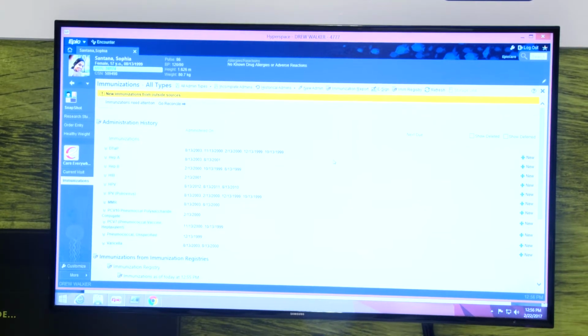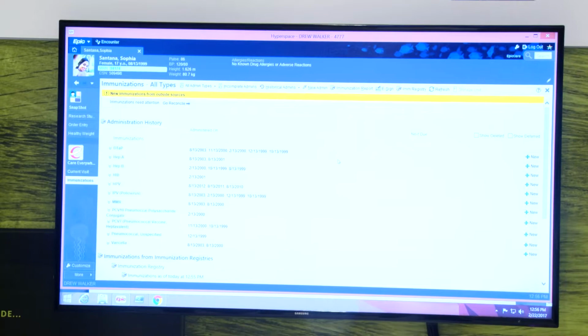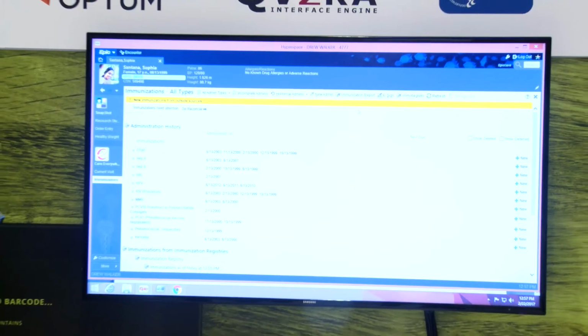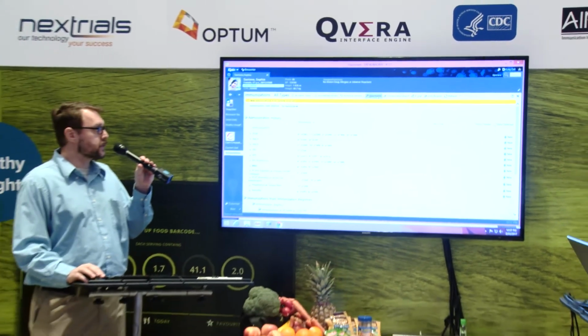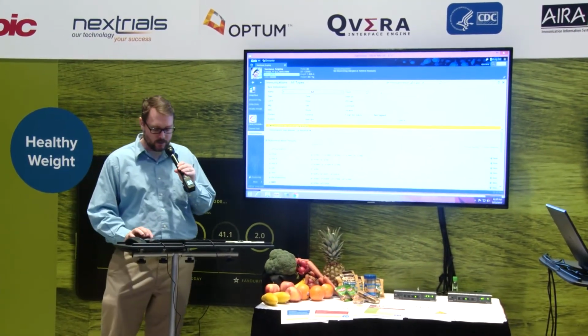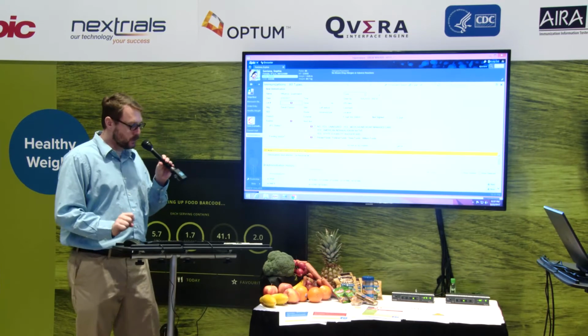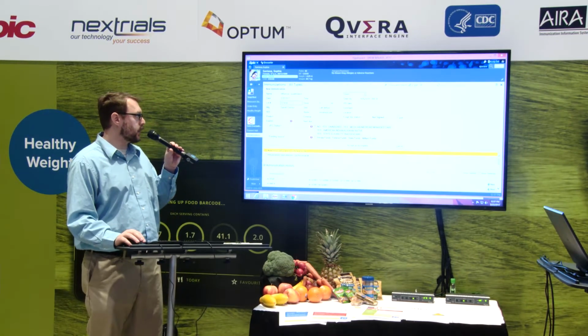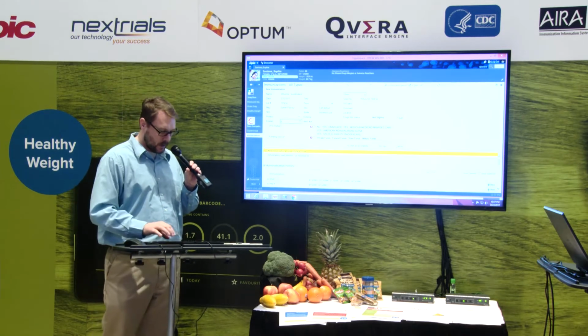Now, I mentioned earlier that Sophia is a nurse's aide, and as part of her job requirements, she must have the influenza vaccination. So as long as she's here for her office visit, we're going to administer that influenza vaccine. Now, since this is a new administration, there's some extra information that we need to include, including the lot number and the expiration date. So we're going to go ahead and document that now.